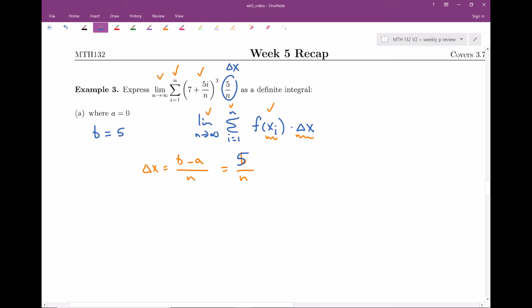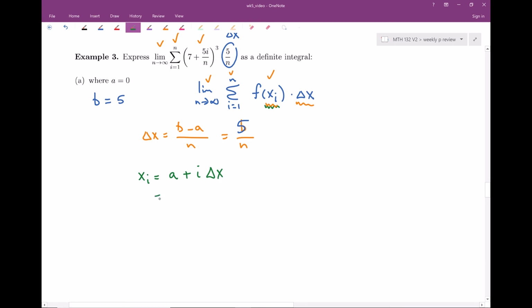So this right here would be my delta x. Now the other thing that's a little bit complicated here is the x sub i's, so let's figure out x sub i. Remember, there's a formula for x sub i: it's our starting point, a, and then you move over, since it's the right-hand endpoint, i times the width of one of these rectangles, so i times delta x. So I could write this as 0 plus i times delta x, which is 5 over n, and so x sub i just looks like 5i over n.